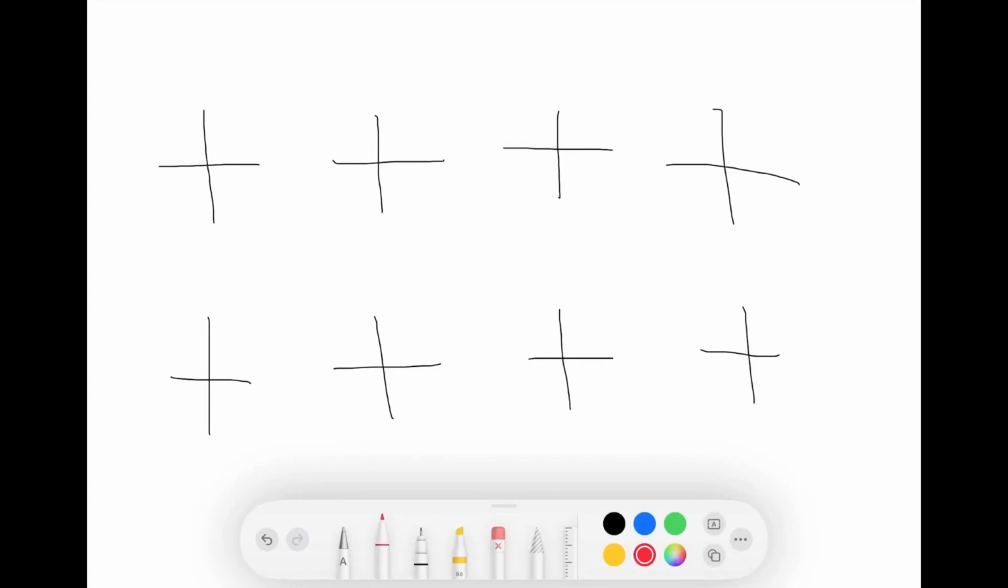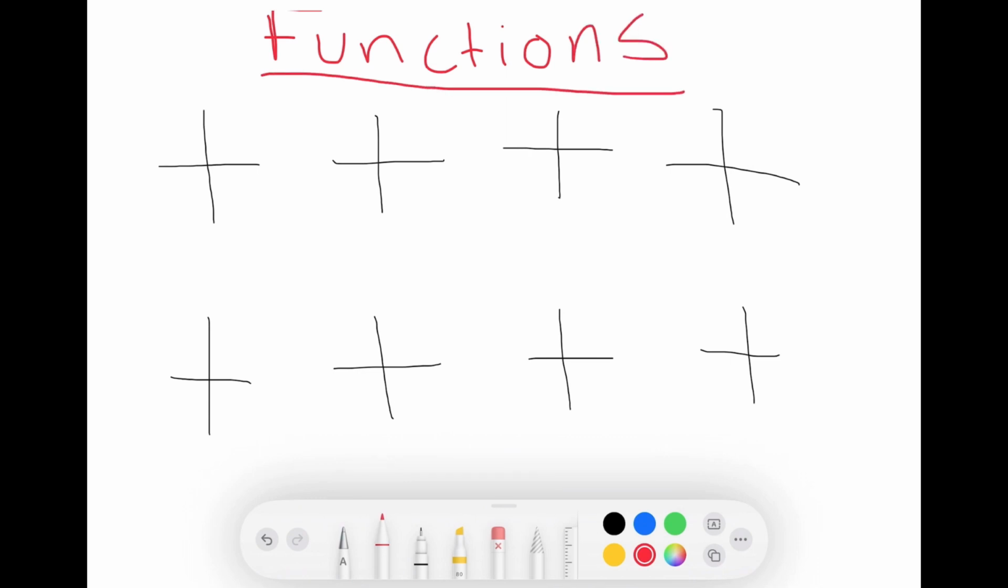Alright, today we are going to be looking at different types of graphs of functions. So I have 8 graphs, and I'm going to show you 8 different functions. So the first one we're going to look at is f of x is equal to x. This is just a linear function. This is your basic line that you see.